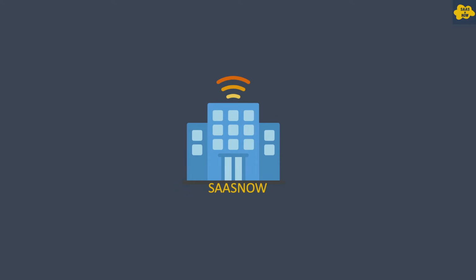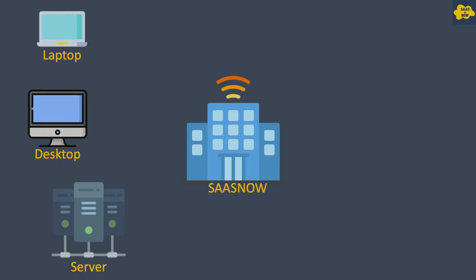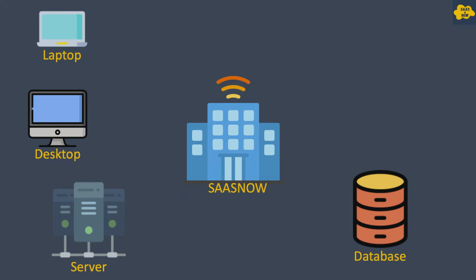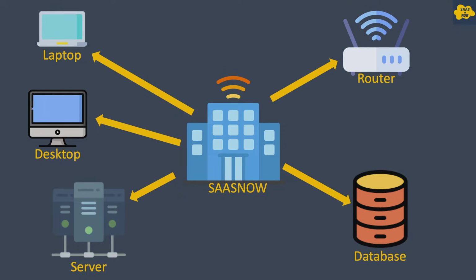Let's understand discovery with an example. I'm going to use an example of a dummy company, SAASWITHSERVICENOW, to explain different topics in this session. Let's say there is an organization called SAASWITHSERVICENOW. Now this company should have laptops, desktops, servers, database, and network routers in the infrastructure of the company. Now the company intranet should have access to all of these devices.